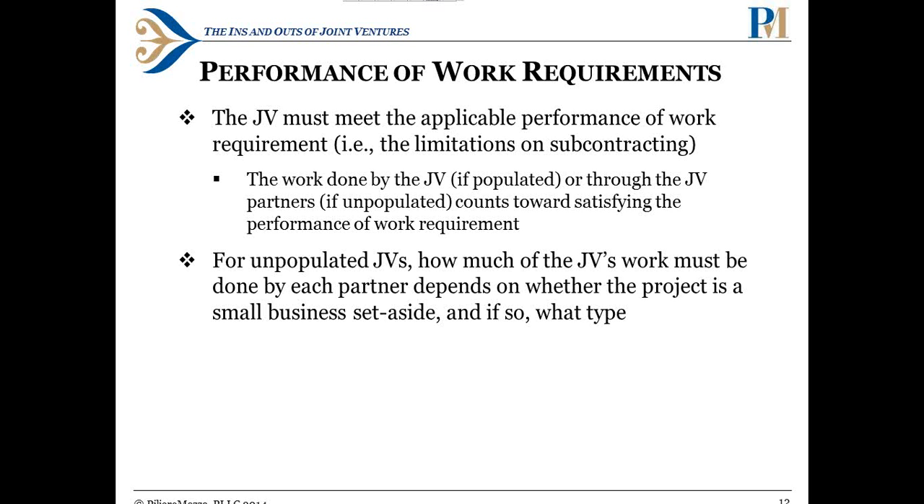Now for unpopulated joint ventures, the question is how much of the joint venture's work must be done by each partner. That depends on whether the project is set aside as small, and if so, whether it's set aside under one of the other set-aside programs. So for example, and I think we have more on this later, under the 8A program, the 8A company has to perform at least 40% of the work performed by the joint venture.